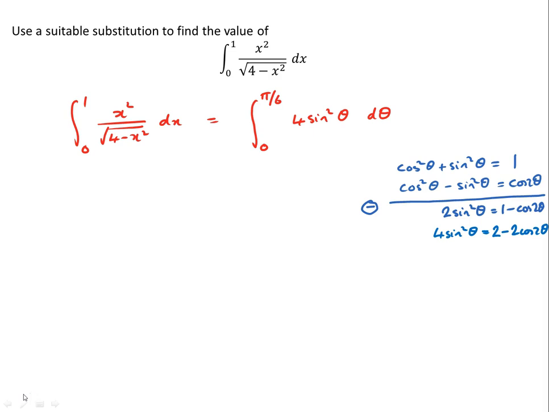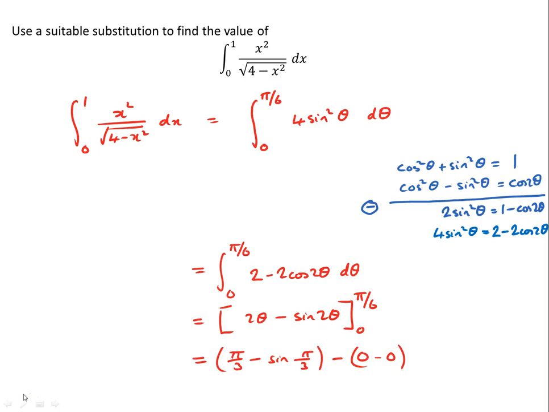So the integral that we've got can be rewritten as the integral between 0 and pi by 6 of 2 minus 2 cos 2 theta. The integral of 2 minus 2 cos 2 theta is 2 theta minus sine 2 theta. If we insert the upper limit of pi by 6, we get pi by 3, take away the sine of pi by 3. If we insert the lower limit, we've got just 0, take away 0. So we're ending up with a final answer of pi by 3, take away the sine of pi by 3, which is root 3 over 2.